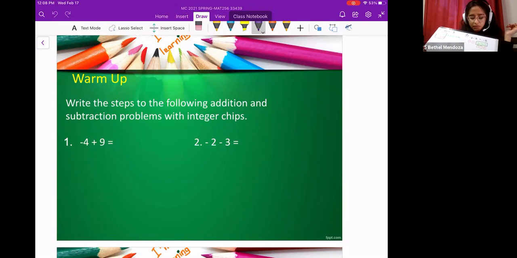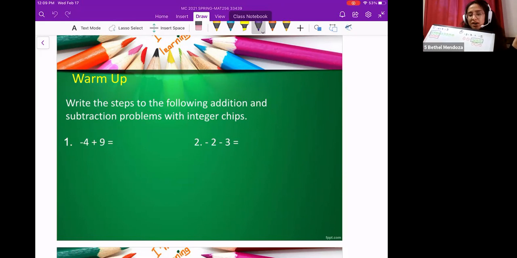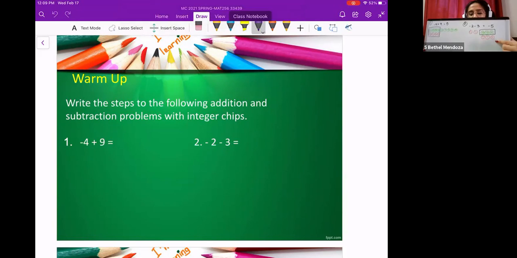I see that I have no positive chips to take away. So I have to put in zero pairs to take away some positive chips. So I put down 3 zero pairs. And so now I have enough positive chips to take away 3. So I take away 3 positive chips and leave the 3 negative chips behind. And so now all I have to do is count up the difference, and I have -5 chips.